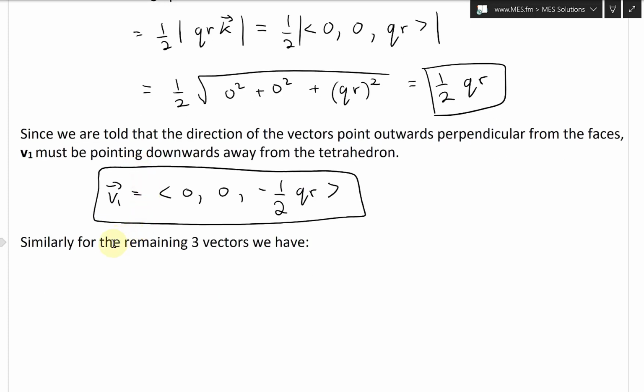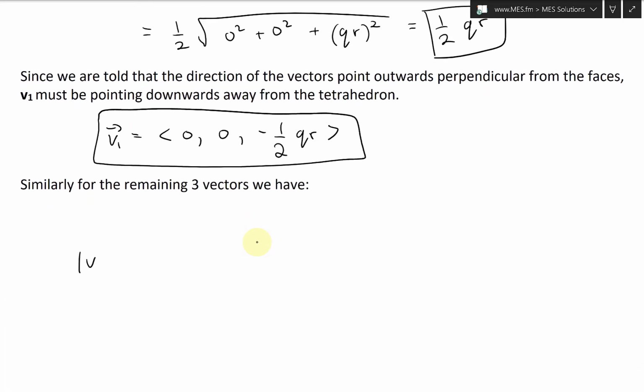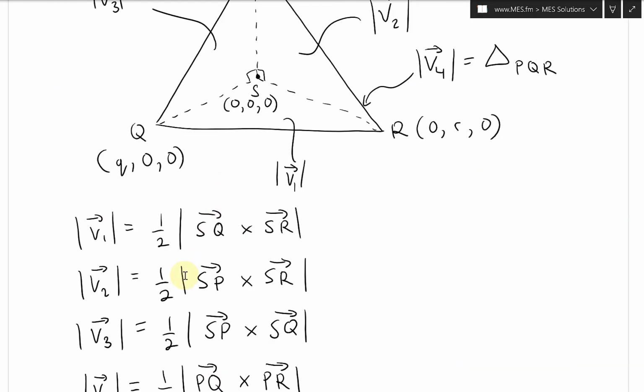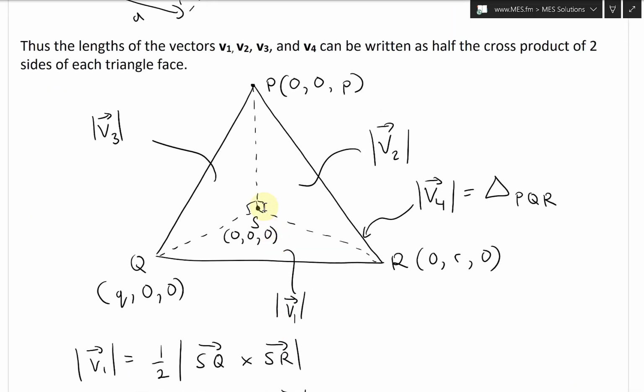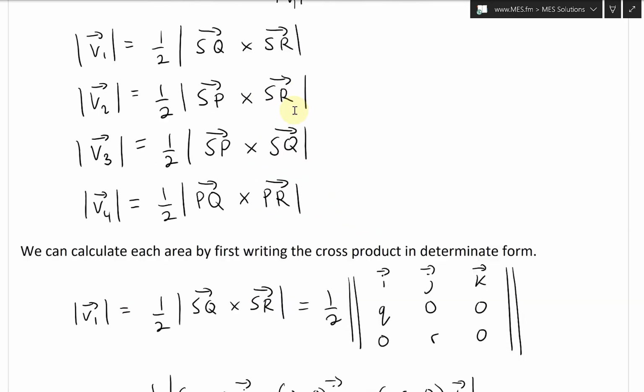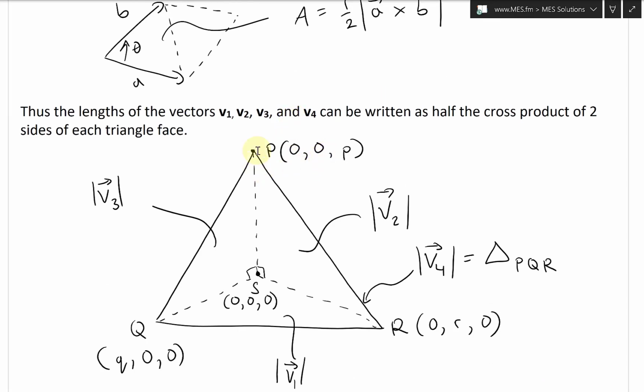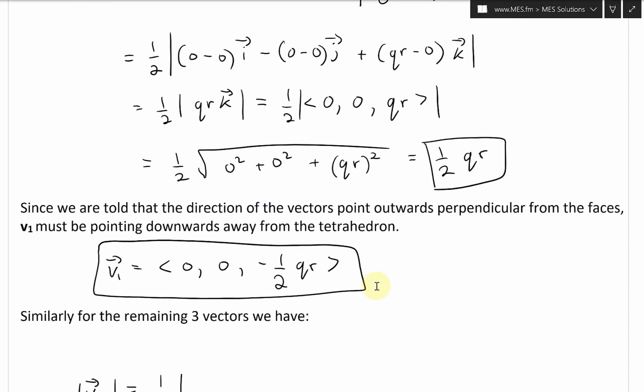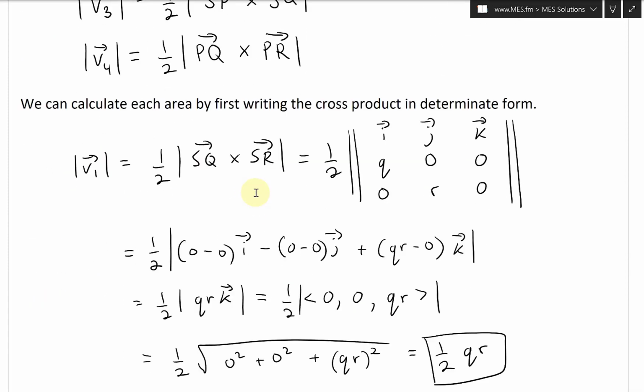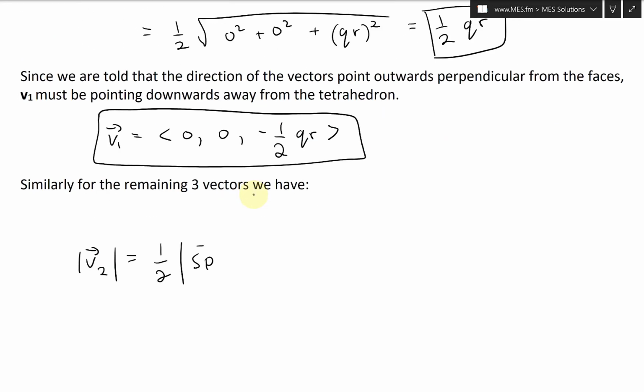All right, so going further, so similarly for the remaining 3 vectors we have, so let's write v2 now, and again write it a bit more down, because we're going to write the determinant form of the cross product. So v2, the length of it is equal to, well, 1/2 in the cross product, and it's what right here, SP cross SR. So SP as the vertical, and then SR here to get this v2 there. And then, so SP and SR, those are the coordinates. All right, so SP and SR. SP cross SR, like this.